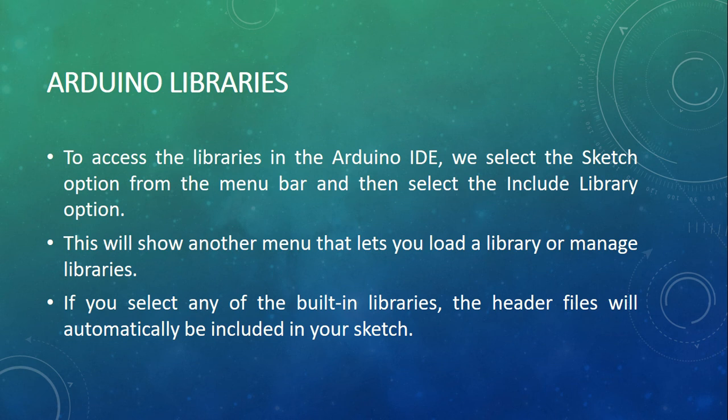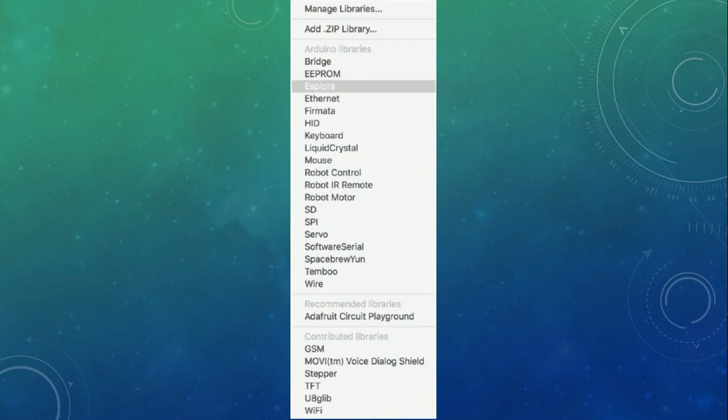To access the libraries in the Arduino IDE, we select the Sketch option from the menu bar and then select the Include Library option. This will show another menu that lets you load a library or manage libraries. If you select any of the built-in libraries, the header files will automatically be included in your sketch. For the library, just select manage or add zip library, and then there are also lists of libraries that are included. You need these libraries if you are going to use a particular device, sensor or output that the Arduino IDE doesn't have. So you need to have a library for it.